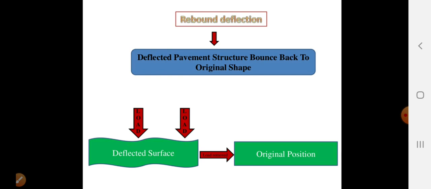So here you are going to measure the rebound of the deflection. The deflected pavement structure bounces back to its original shape, and that is what you measure. Depending upon that, you get to know the strength of the pavement. Now let's see what equipment is required.